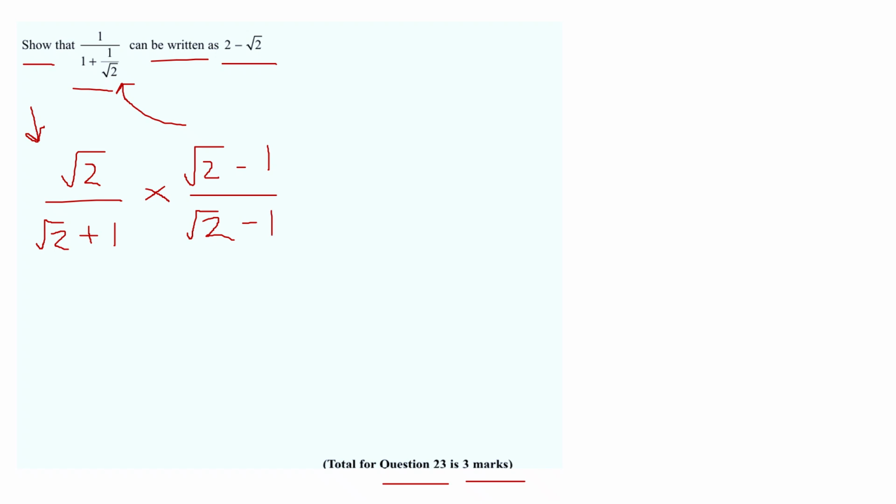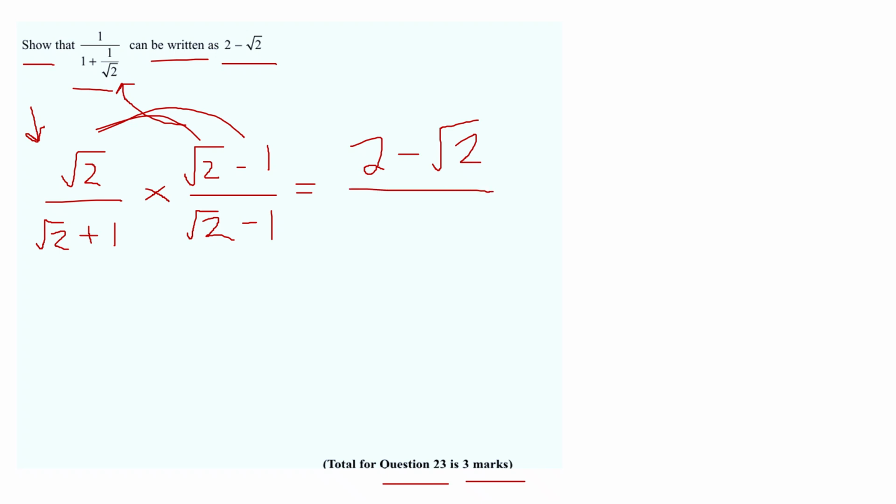Okay, so multiplying fractions, I multiply the top by top, bottom by bottom. Root 2 times root 2 is root 4, which of course is just 2. Then I have root 2 times minus 1, okay, makes minus root 2. Okay, numbers go with numbers, and then surds go with surds.